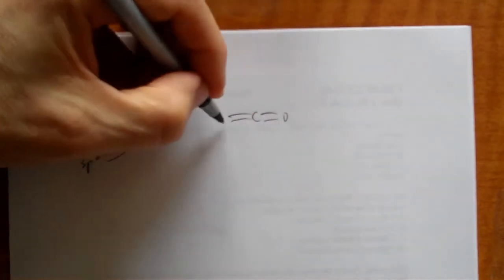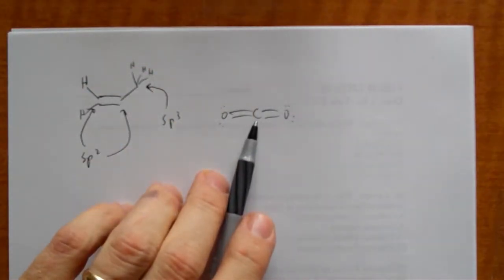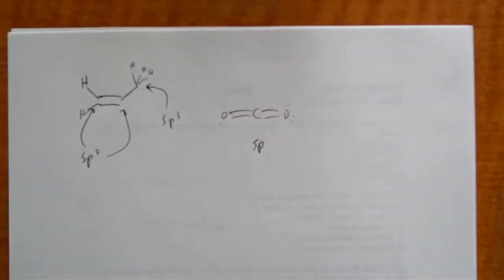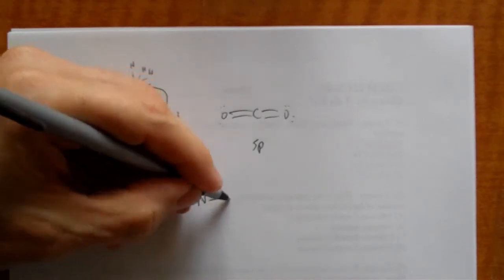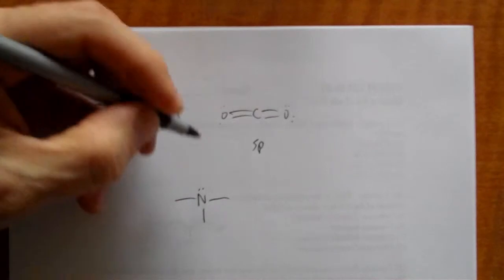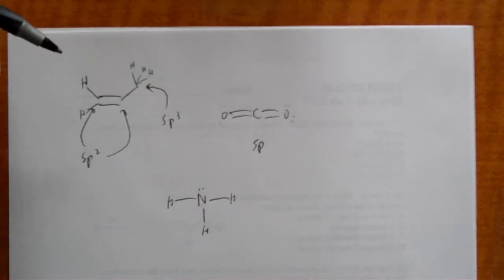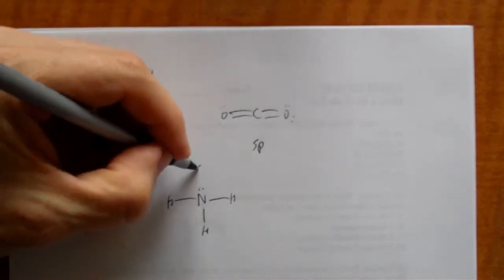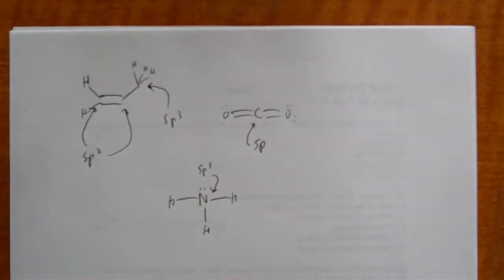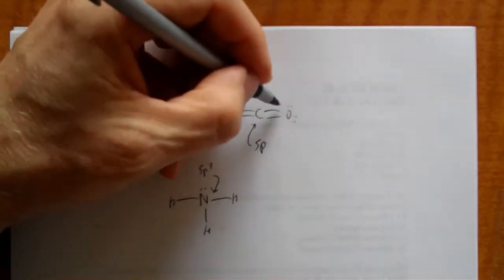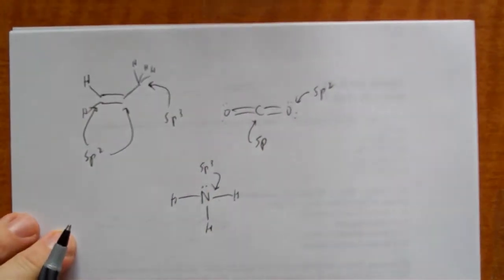Carbon dioxide, I think, is a little tricky. How many electron groups around the carbon in carbon dioxide? Only 2. So this is sp hybridized. What about nitrogen in ammonia? If those are hydrogens, that's ammonia. What is that? 1, 2, 3, 4 electron groups, so it's sp3 hybridized. Okay. So what about that? What's the hybridization of this oxygen right here? There's 1, 2, 3 groups. That's sp2 hybridized.